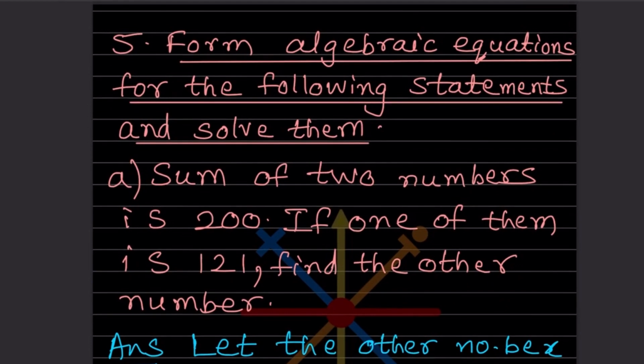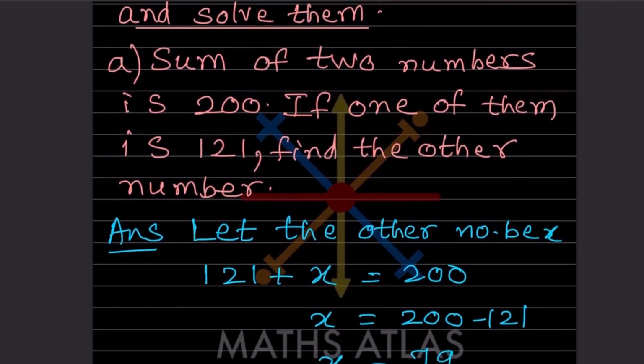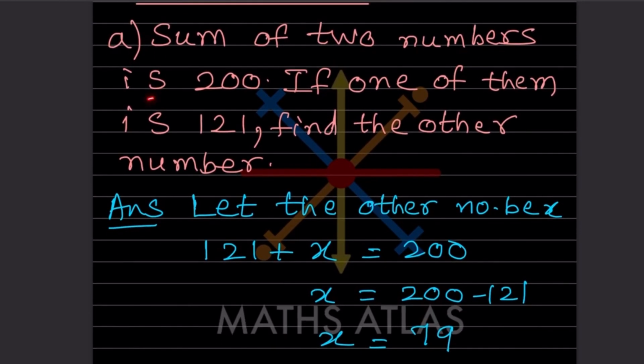Now here it says to form algebraic equations for the following statements and solve them. Okay, we have to solve them, not only write the equations as we did previously. So the first one says that the sum of two numbers is 200. If one of them is 121, find the other number. We have considered the other number as x.